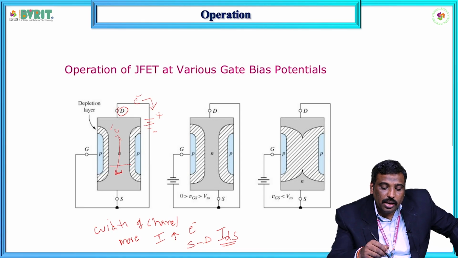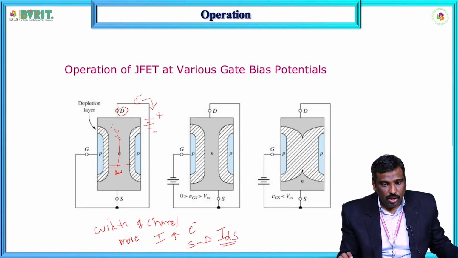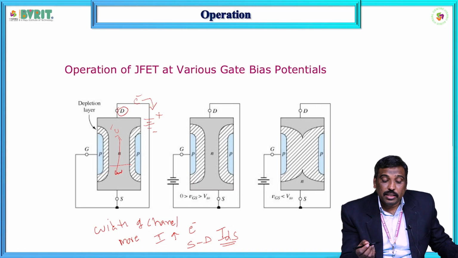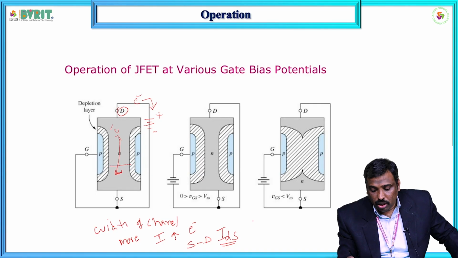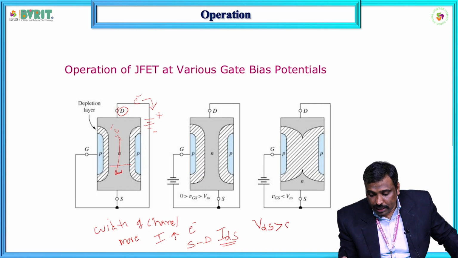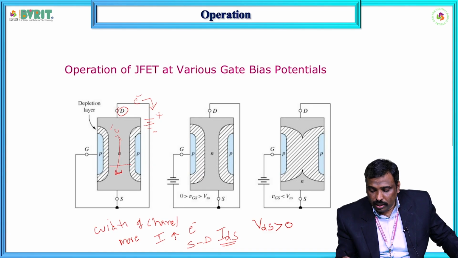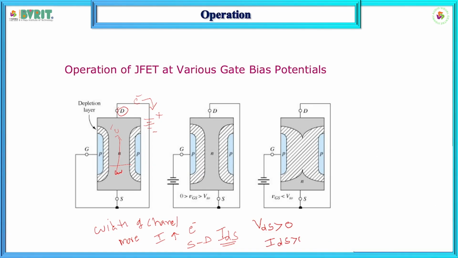So then only there is a current flow. The electrons will move so that there is a current from drain to source. So what I want to say is, whenever the drain to source voltage is greater than 0, then only there is a current IDS. The ID is also greater than 0. If VDS is less than 0, there is no current. The current is equal to 0.